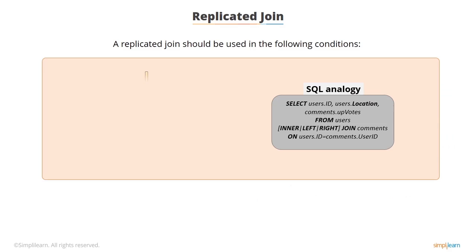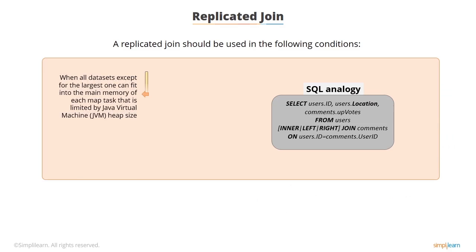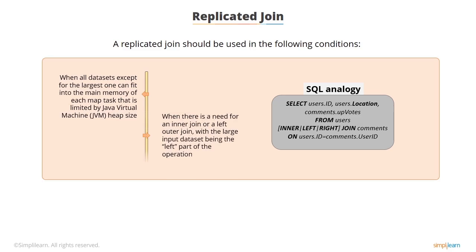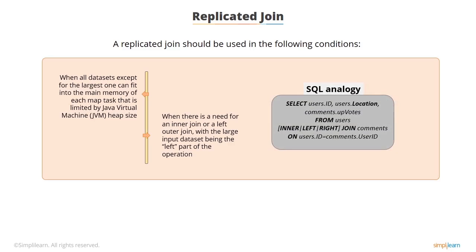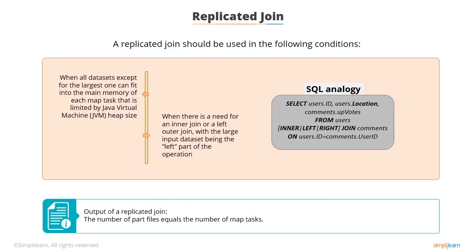Replicated joins should be used when all datasets, except for the largest one, can fit into the main memory of each map task, which is limited by Java Virtual Machine or JVM heap size, and when there is a need for an inner join or a left outer join, with the large input dataset being the left part of the operation. A SQL analogy of a replicated join is given on the screen. In the output of a replicated join, the number of part files equals the number of map tasks.